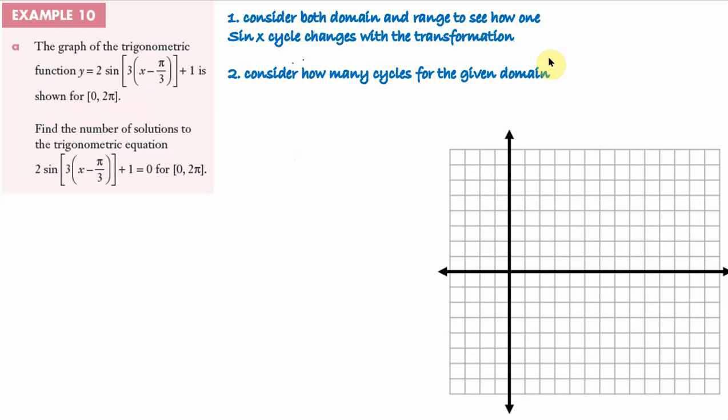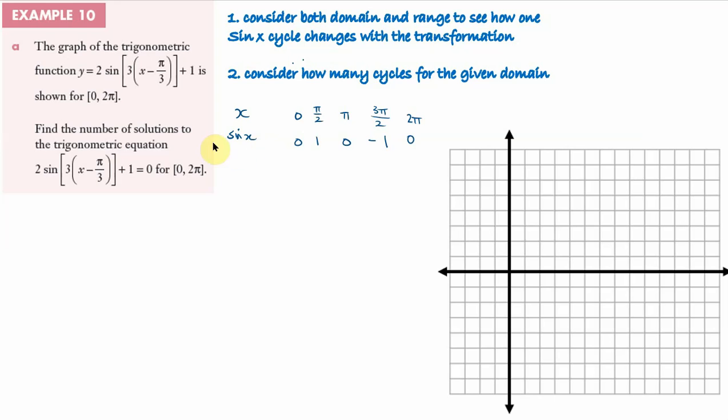So here's the approach we're going to take for graphing. We're going to look at the domain and range of a normal sine x without any transformation, and then we're going to look at the transformed sine x, and we're going to see how the domain and range changes, and we're going to see how many cycles that we need to draw for the given domain.